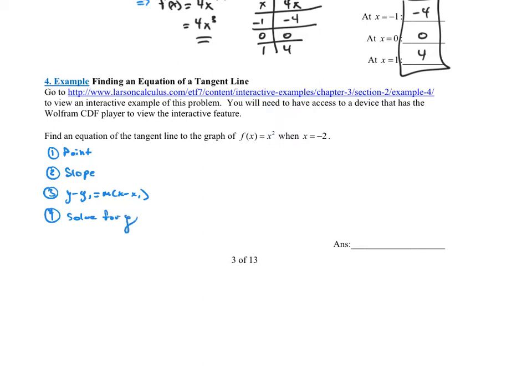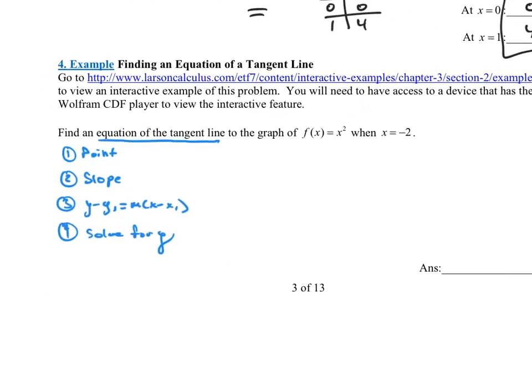Okay? We need to find the point, we need to find the slope, we plug it into the equation, and then we solve for y. So that's always our process when we're finding the equation of a tangent line. So how do we find a point? Well, to find the point, you just plug x into the original function.